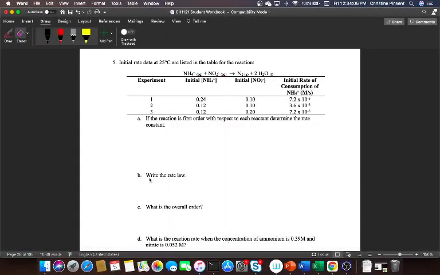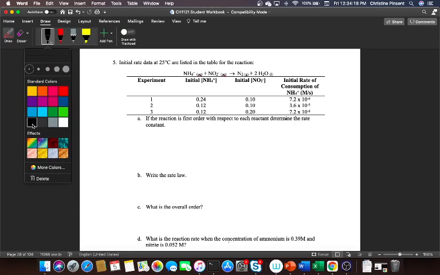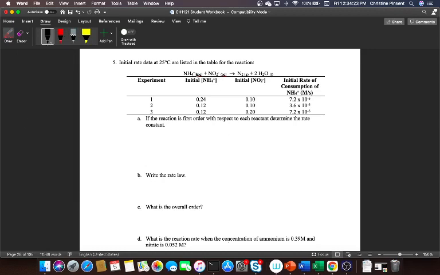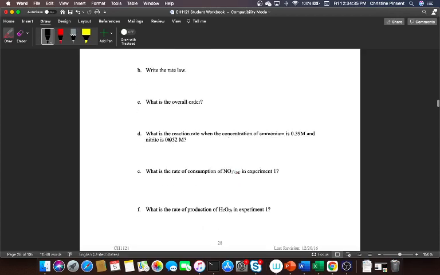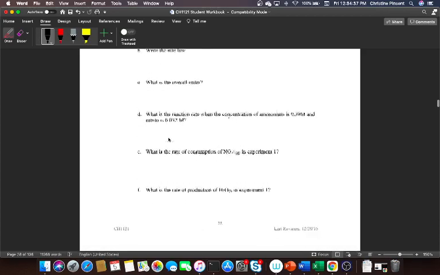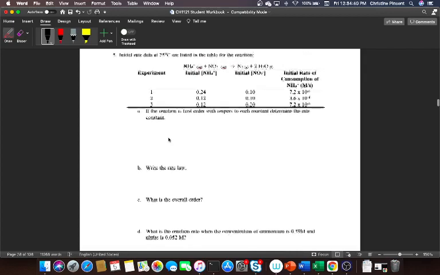So here is our workbook question, question 5, page 27. We're given some experimental data, experiment 1, 2, 3, and we're given some initial concentrations of ammonium and also nitrite and a rate of consumption done in 3 different experiments. We're also asked a bunch of questions here. What's the rate constant? What is the rate law? What is the order? And then calculating the rate for certain reactants or products.